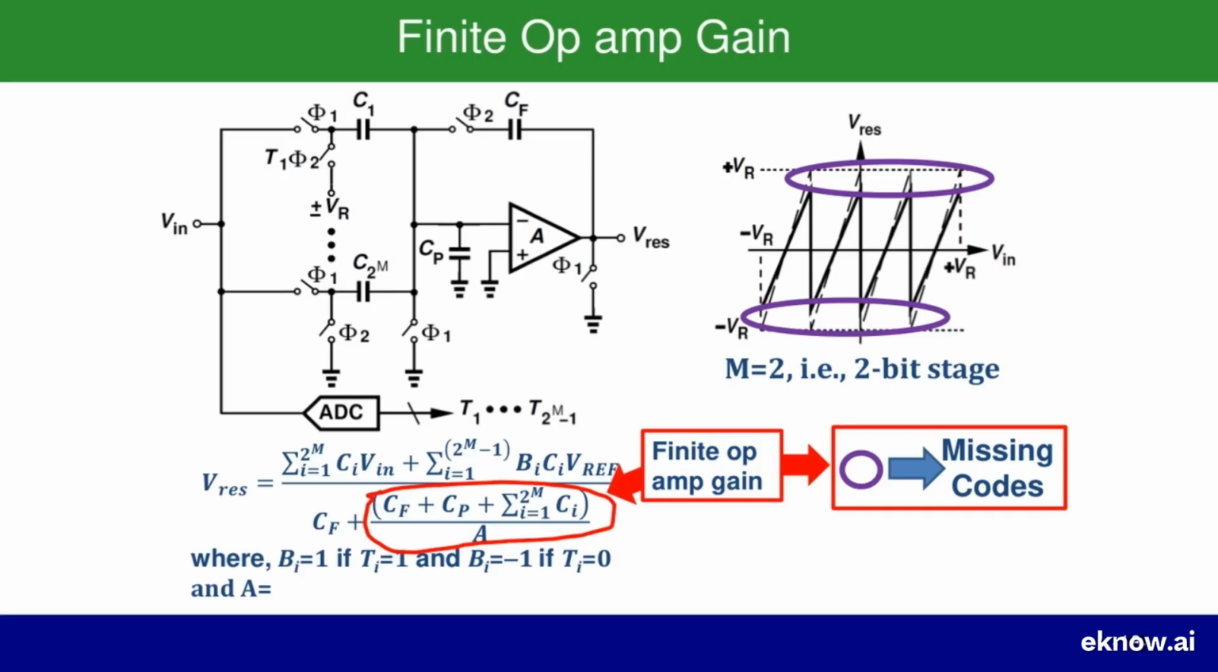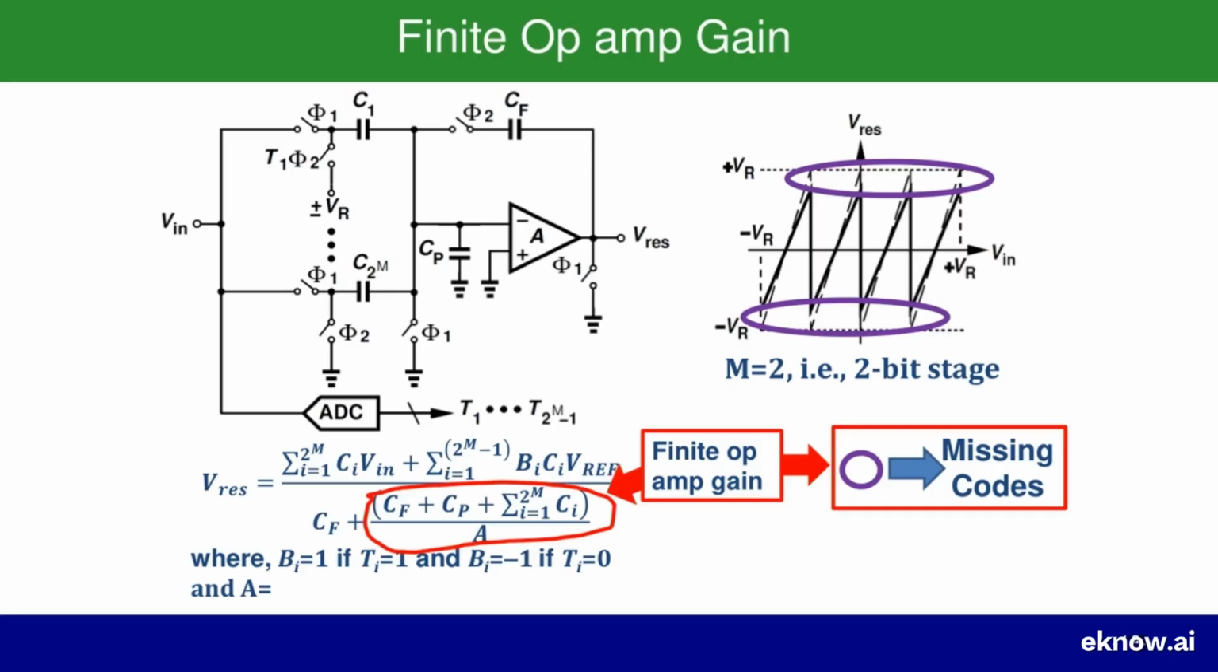So what's the effect? This extra term makes the denominator larger than it would be ideally. And when you divide by a larger number, the result is smaller. This means the actual residue voltage, V_res, will be smaller than the ideal residue voltage. In simple terms, the gain of our ADC stage is less than we designed it to be.